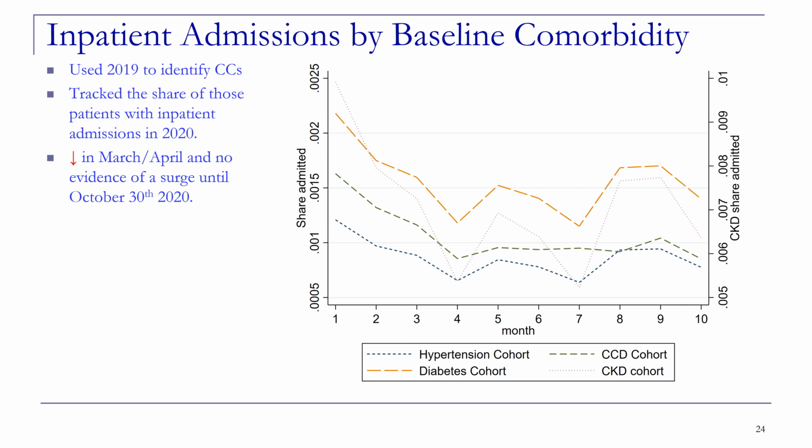So if you look at the diabetes cohort, 2 in 1,000 would get hospitalized in a given month from the cohort that I identified in 2019. You see their inpatient admissions decrease as you expect with everything else that happened in the pandemic. But then we don't actually see until October 30th any pickup in inpatient admissions. So this is the first kind of descriptive finding, is that I'm not seeing surges in inpatient claims in later months, but we are still in it. We are still in the pandemic. Okay.